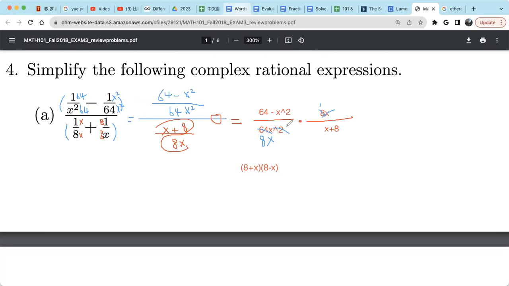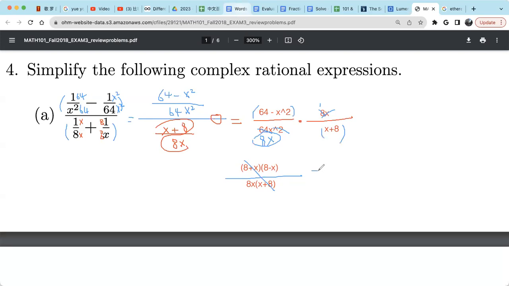As 64 minus x squared is 8 plus x times 8 minus x. So we still have denominator, we have 8x times x plus 8. Right? 8x comes from this denominator, x plus 8 from this denominator. The numerator will have 1 times 64 minus x squared, which is 8 plus x times 8 minus x. Now we see those two factors are canceled. So the answer is 8 minus x divided by 8x. And those two cannot be simplified anymore.